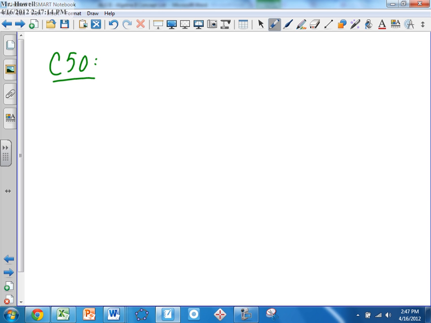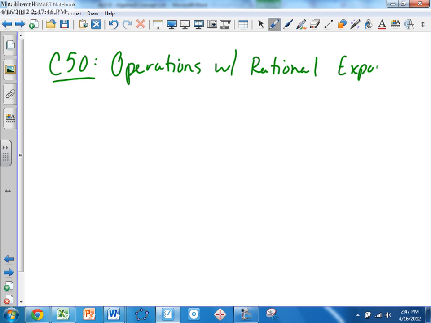And this is going to be a 2-day concept, I'll tell you right now. Simply because there are a lot of examples, and there's a lot of room for common mistakes in these problems. So I want to make sure that we clear those up. So concept 50 is going to be titled Operations with Rational Exponents.